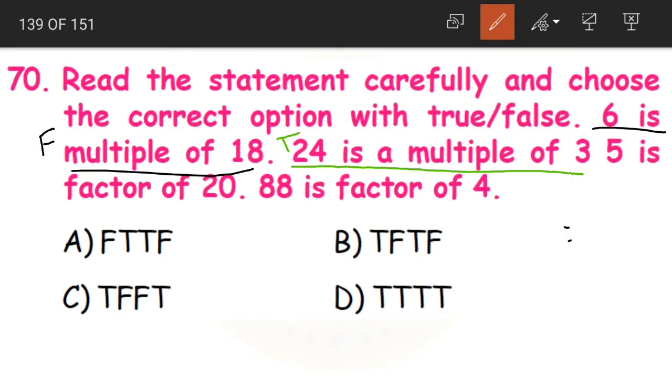Now coming to statement 3. 5 is a factor of 20. Is 5 a factor of 20, children? Yes, we have 5 4s are 20. So 5 is a factor of 20.